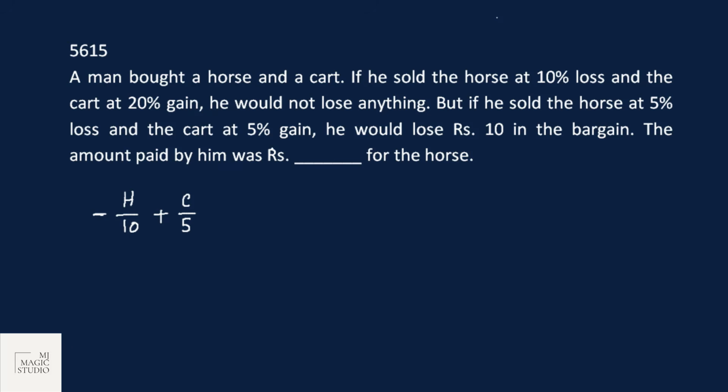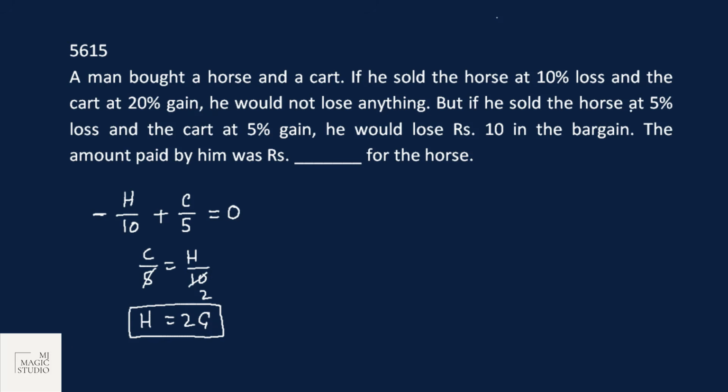He would not lose anything. That means this is equals to 0. Or c by 5 equals h by 10. Cost of horse is twice the cost of cart. This is what we can understand.